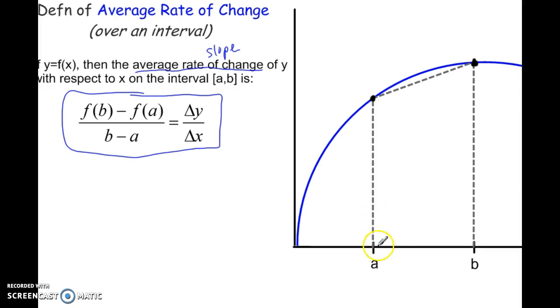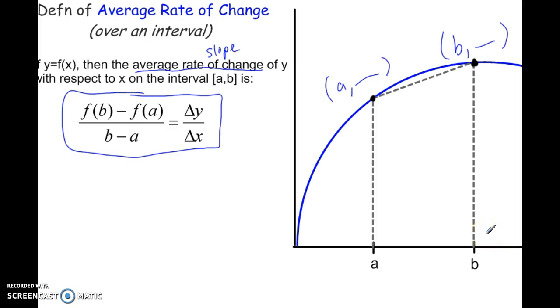So kind of like we did in the last example, we have a for our x value here and b. I want to find the slope from this point to that point. The one thing I do know in the ordered pairs, that's a. I don't know the y value yet. The x value of that point is b. We know that from the x value being a and the x value being b here.